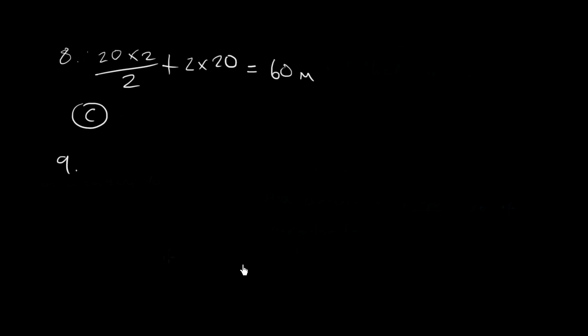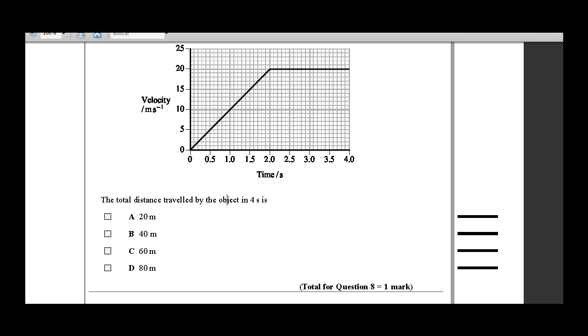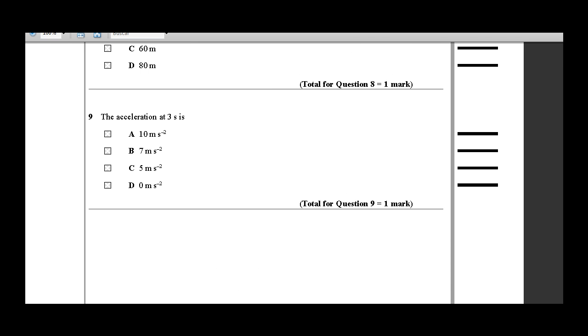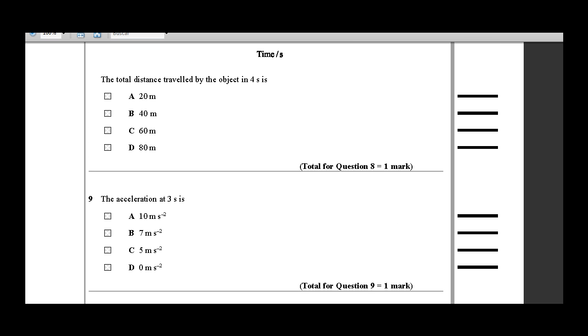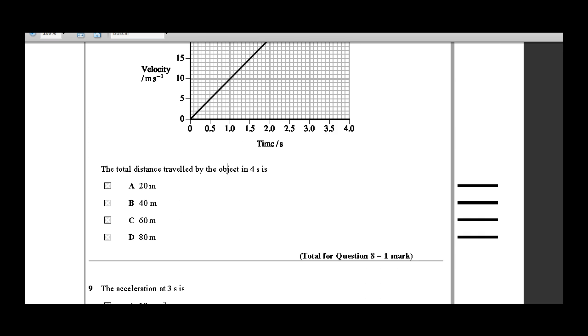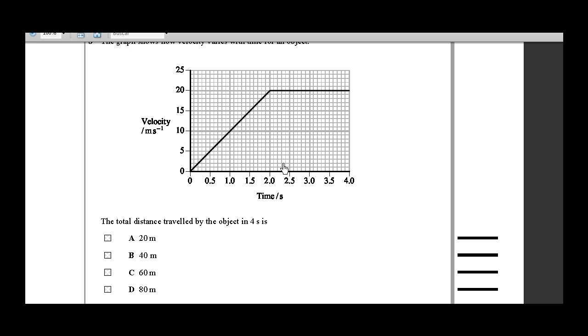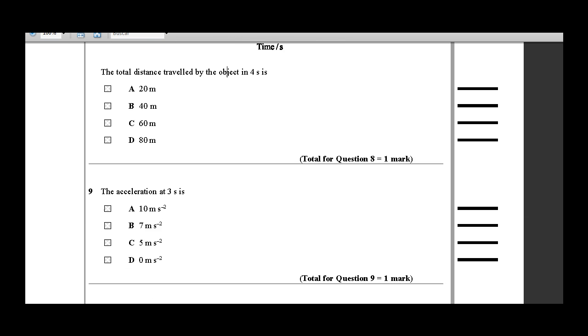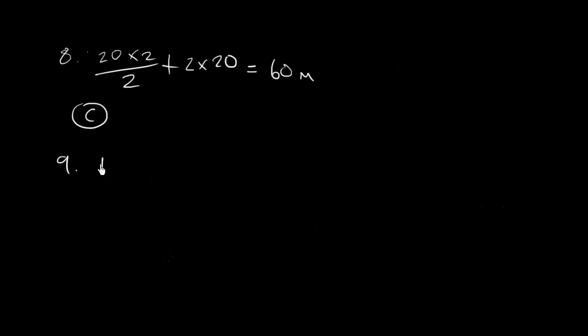Question 9, which is based on the same graph, says the acceleration at 3 seconds is how much? So we need to find the acceleration at 3 seconds. Well, 3 seconds is here. What's the acceleration here? The velocity is not changing at all, so the acceleration has got to be 0. So there needs to be an option that gives us 0, and it's D. So question 9 has answer D, which is nice and easy.